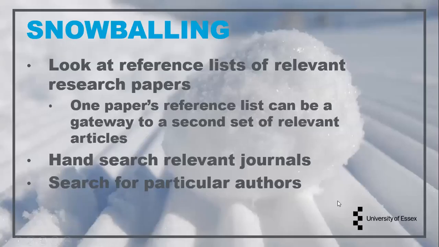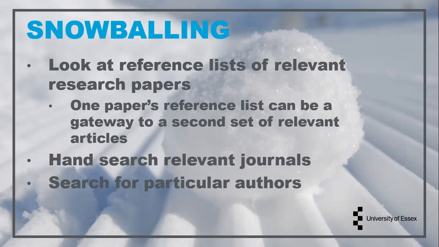As just mentioned, citation searching is a great way to find more research after the initial search. Looking at the reference lists of relevant articles you find will help you to find other relevant articles. This is called snowballing. Furthermore, if you know a particular journal is highly relevant to your topic, then look through the contents of this journal.